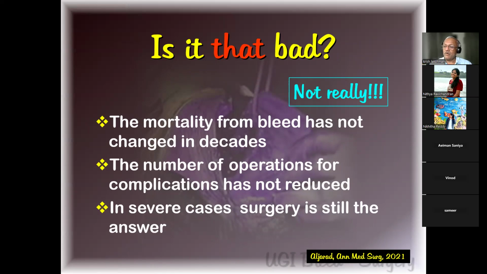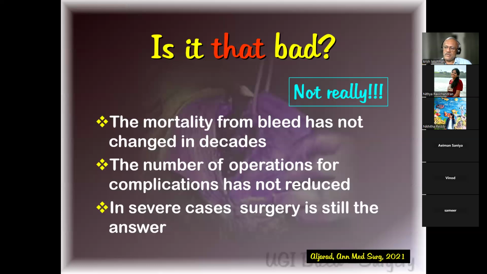The number of operations for non-complicated ulcer has completely disappeared. That's a different issue. But for complications, people still have had to do surgery. And in severe cases, the rebleed rates after all kinds of non-surgical interventions are so high that the best figures, the best data for minimal rebleed rates, are still in surgery.